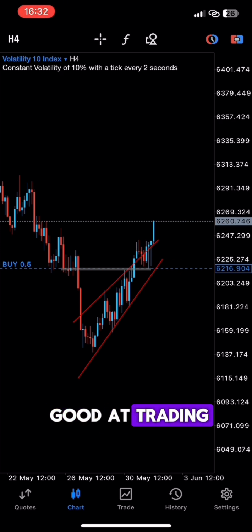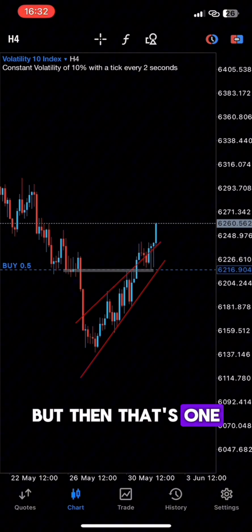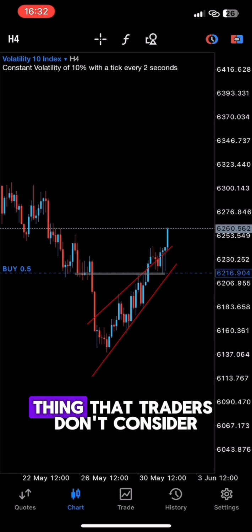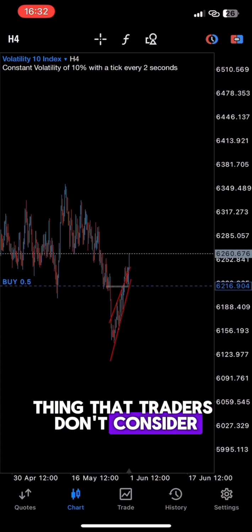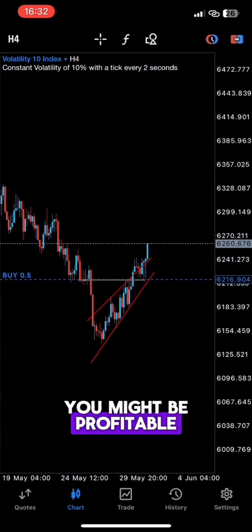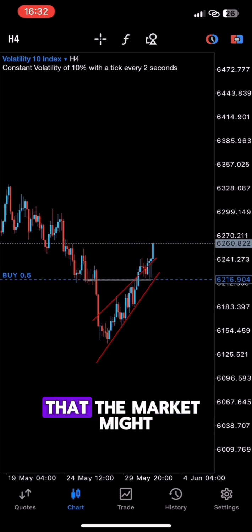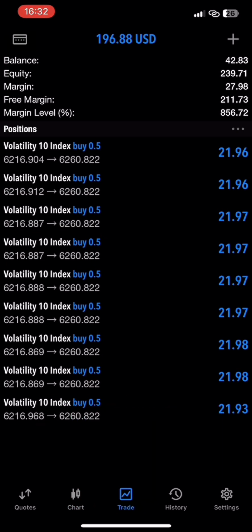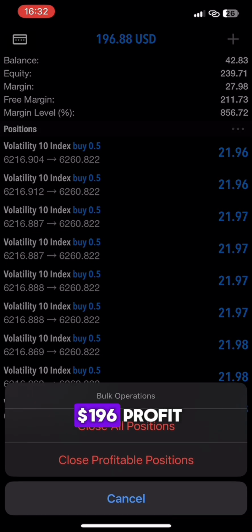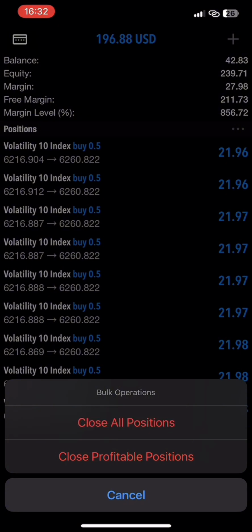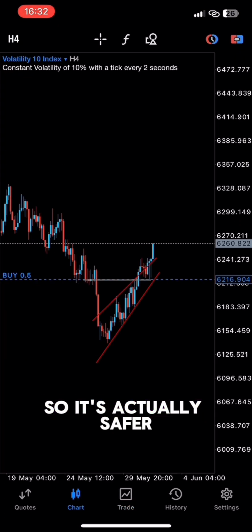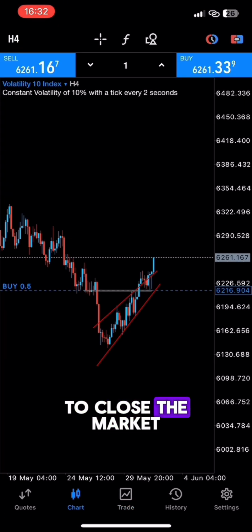Perhaps you are very good at trading, but that's one of the most things that traders don't consider when they are trading. You might be profitable, but what are you doing about it? Because you are always afraid that the market might go the other way. Anyway, now we're in $196 profit. So it's actually safer to close the market.